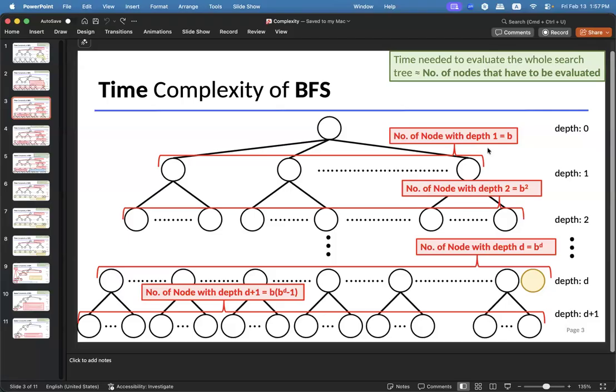B powered by D. Okay. All the things just follow the same rule, the same pattern, so I will not repeat myself.